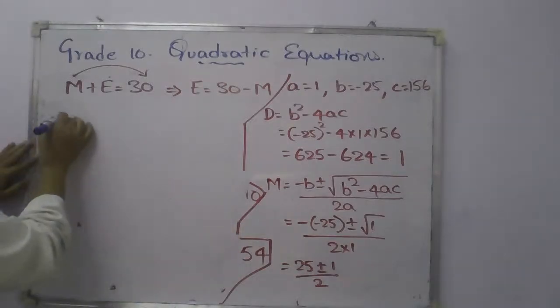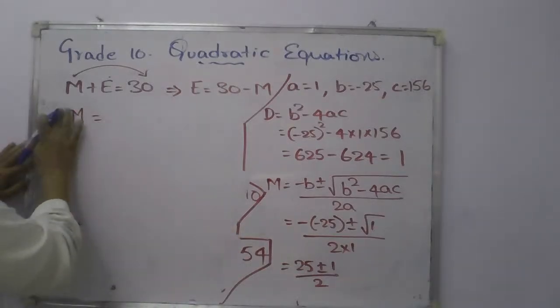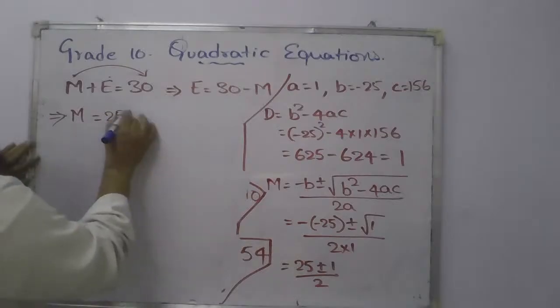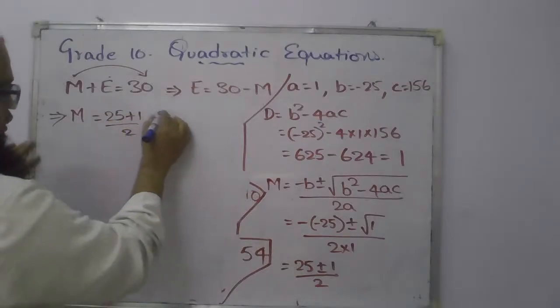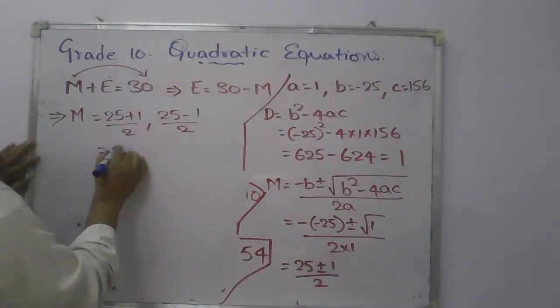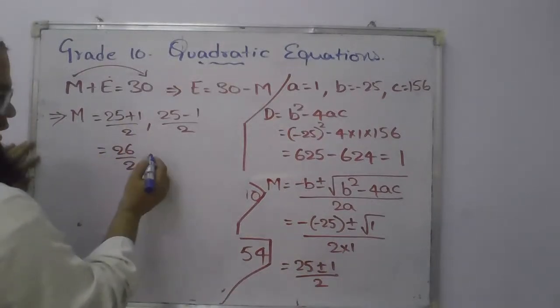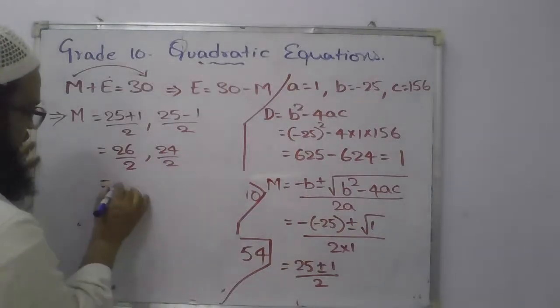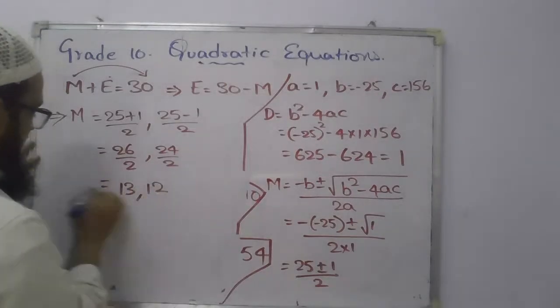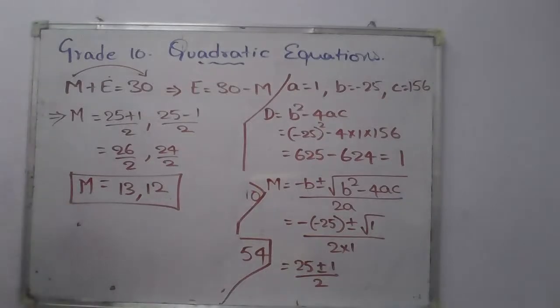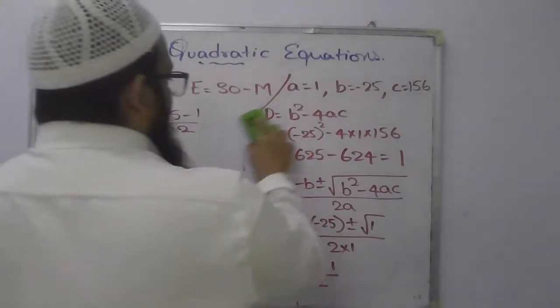So therefore, M we got 25 plus 1 by 2, 25 minus 1 by 2. So that is equal to 25 plus 1, 26 by 2, and 25 minus 1, 24 by 2. So you have two values for M. So therefore maths marks is equal to 13, 12. It can be 13 or it can be even 12.